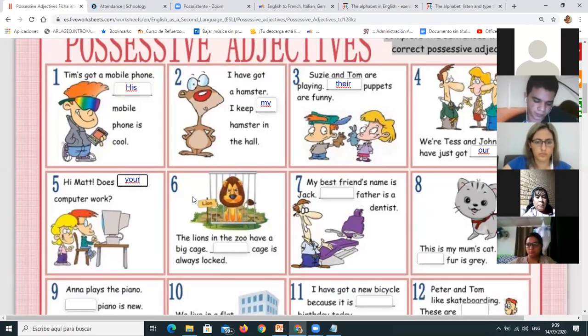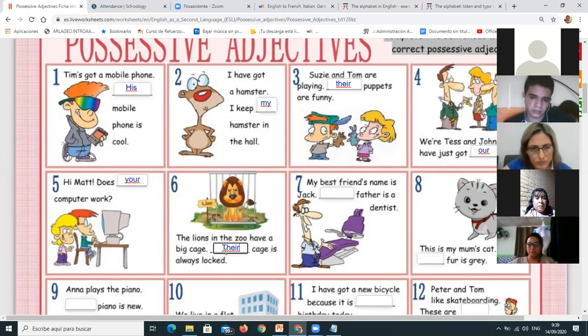Good. Number six. The lions in the zoo have a big cage. It's always locked. The lions, plural, the lions. So, what is the possessive? It's a plural noun. Lions. The ellos. Exactly. So we're going to use their. Now, something important to mention here is this. We are talking about animals.